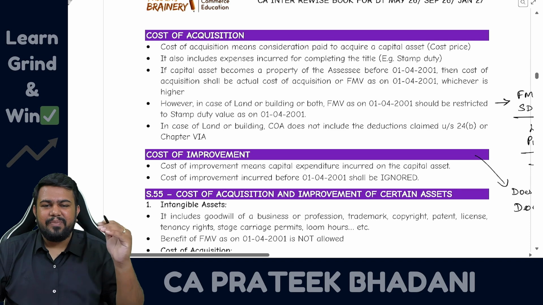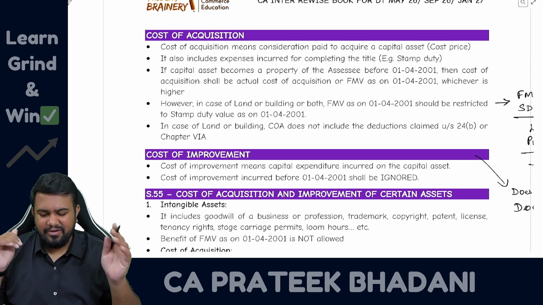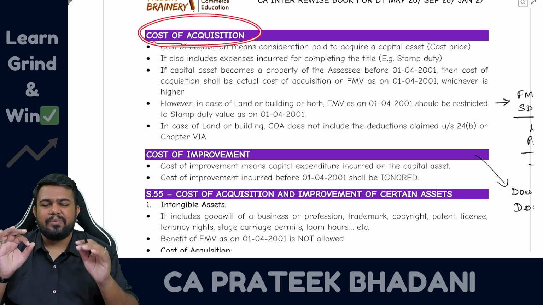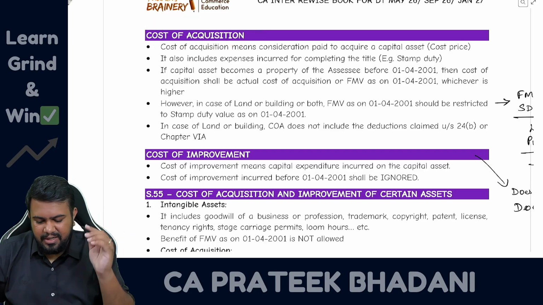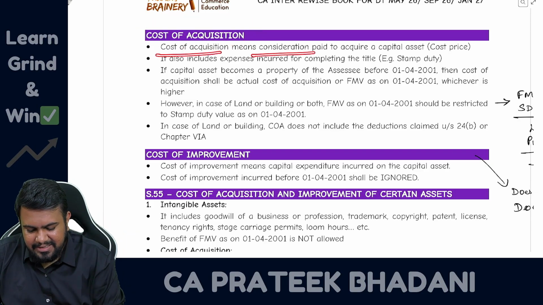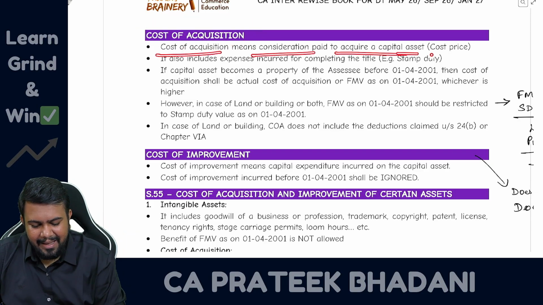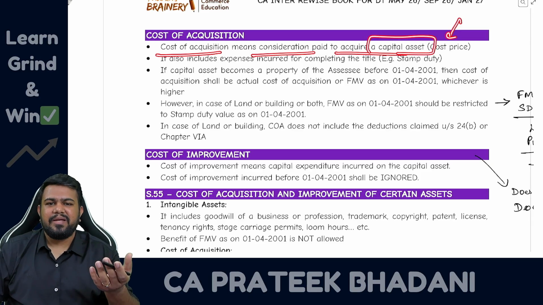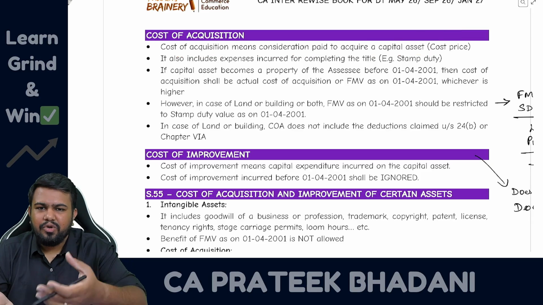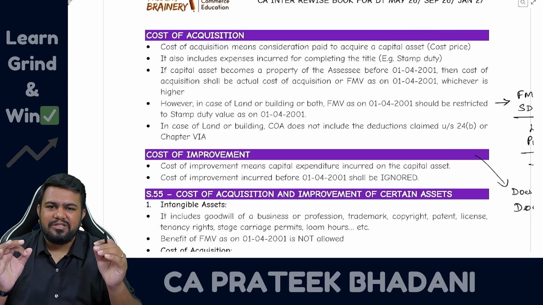Now what is the next part? That is cost of acquisition. So cost of acquisition, let me tell you. What is cost of acquisition, Kanna? Cost of acquisition means the consideration paid to acquire the capital asset, which is nothing but purchase price. So what amount you are paying to acquire the capital asset is called cost of acquisition.